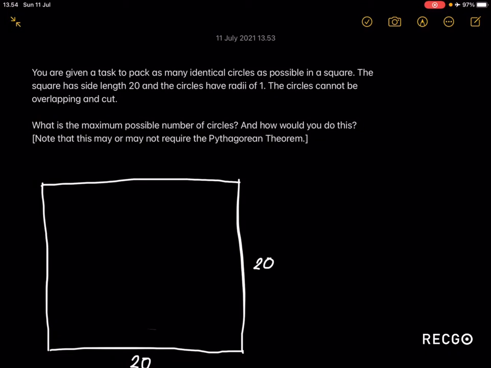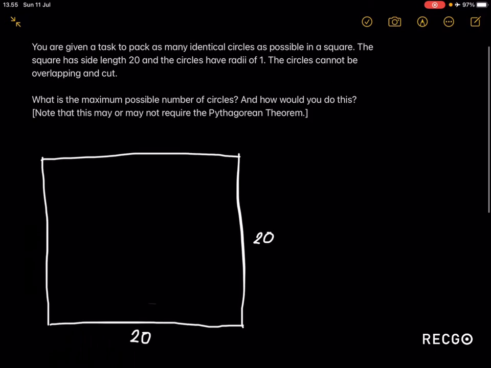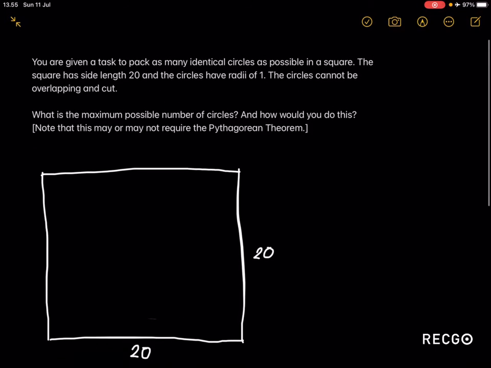Here we're going to look at another example of perimeter and array, and this time this is a challenge. So assume that you're given a task to pack as many identical circles as possible in a square. The square has side length of 20 and the circles have radii of 1. And the circles cannot be overlapping and cut.